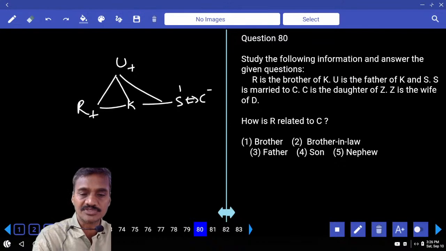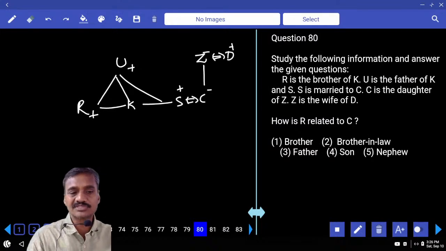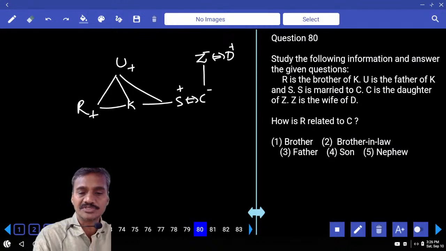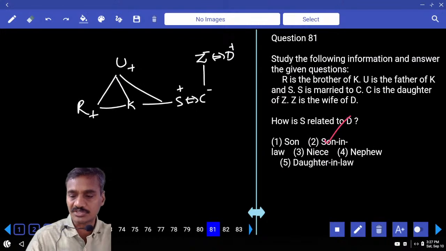C is the daughter of Z. Now this C is the daughter of Z. Z is the wife of D. Now Z is a female, wife of D, D is a male. Then how is R related to C? Now C is the husband's brother. Husband's brother, that is brother-in-law, choice 2 for question number 80.